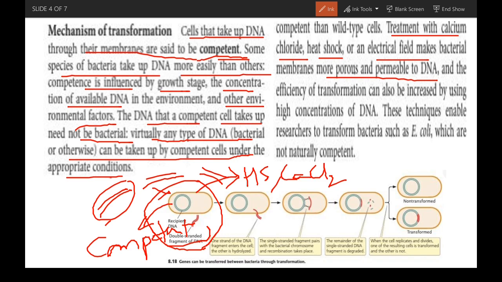So that would make its membrane more porous, and so the DNA will be more permeable. It will be more permeable for the DNA to enter. And efficiency of transformation can also be increased by using a high concentration of DNA. Like I said earlier, if the concentration of DNA fragment is high in the surrounding media, there is more chance of it being taken up by the bacterial chromosomes.